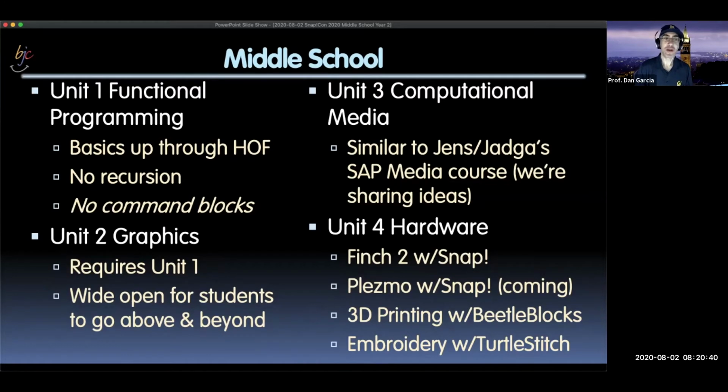So unit 1 is basically up through basics, up through higher order functions, reporters, predicates, and then a lot of projects that actually play with that. And I'll show you that in the next slide or two. There's no recursion here. In fact, there isn't any recursion in any of these 3.